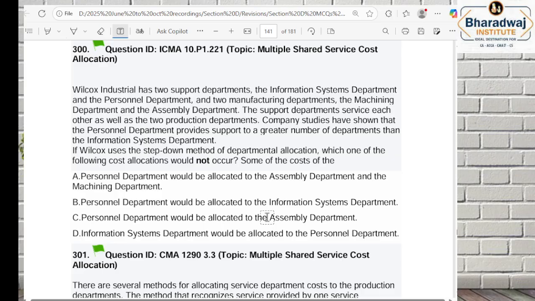Question number 300. We start from the one that provides the highest service. They are using the step down method of allocation. Just the step down method of allocation.